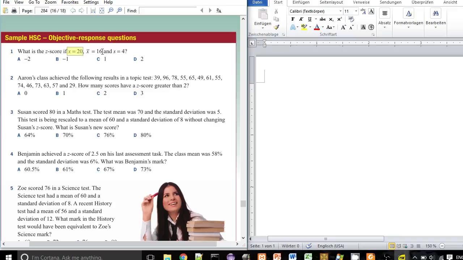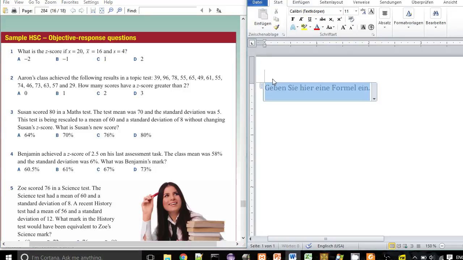Their score is above the mean, so I know it's positive, so it's not these two. How much above the mean? They're just 4 above it, right? But 4 is the standard deviation. So they are 1 standard deviation above the mean. So the Z-score is 1.